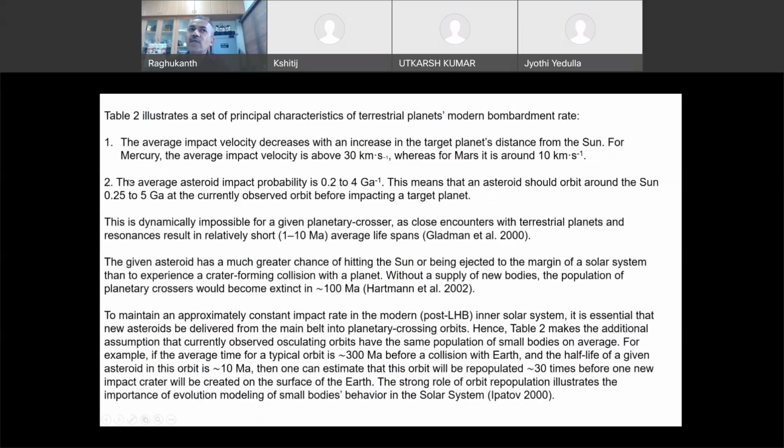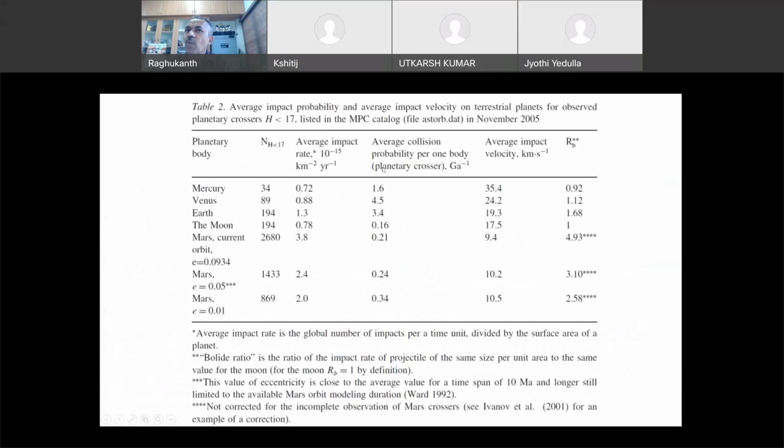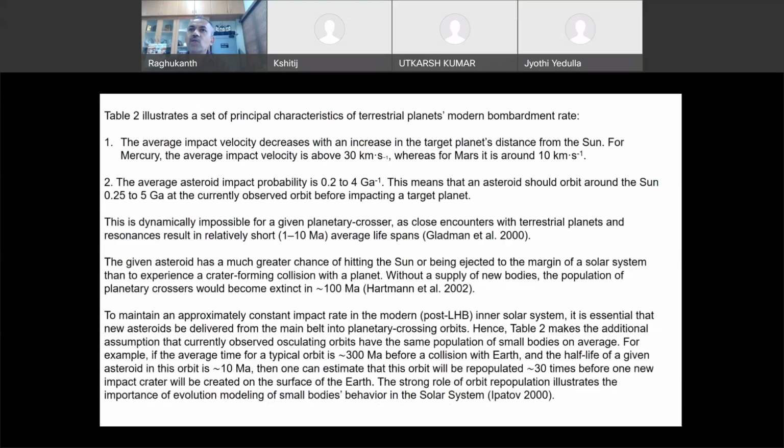Then the average asteroid impact probability is 0.2 to 4 billion years. Okay, so that means an asteroid should orbit around the Sun 0.25 to 5 billion years at the currently observed orbit before impacting a target planet. So these are extremely small. You follow the probabilities of asteroid impacts right now, it's very, very small itself. Okay, so this is dynamically impossible, like planetary crossers sometimes cross our orbit, but that is not possible basically, to hit us.